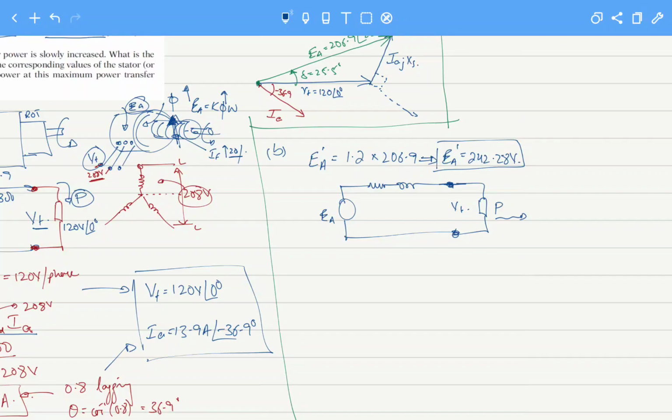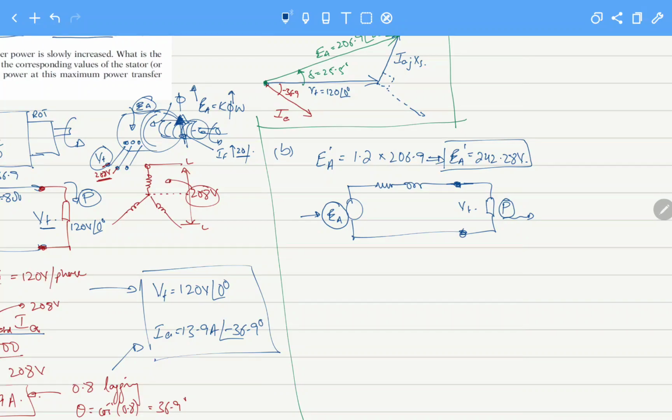Now the excitation value is changed. After changing the excitation value, the terminal voltage does not change, and the P will also remain the same. But what will change is the value of EA. So for our generator, the power transfer formula for the per phase equivalent circuit is P equals V terminal times E armature over X_S times sine delta.